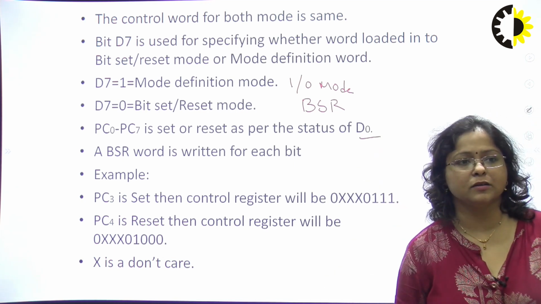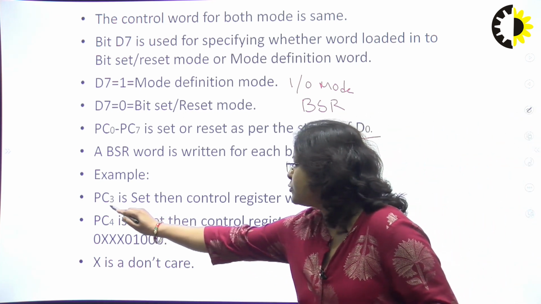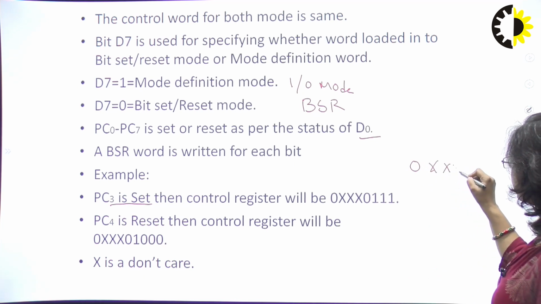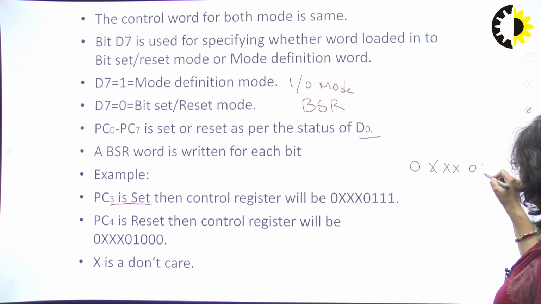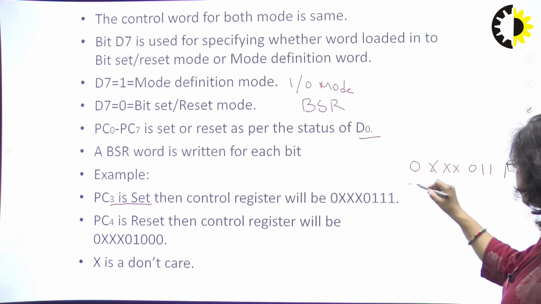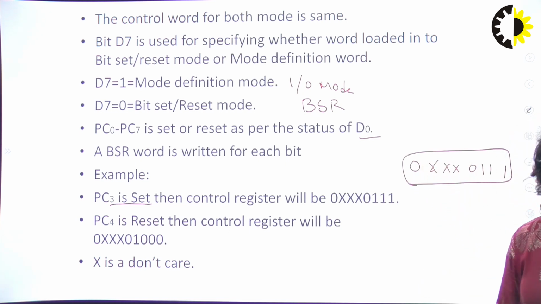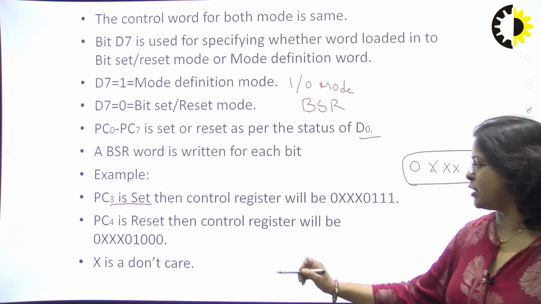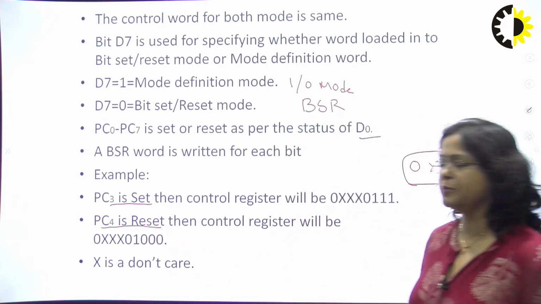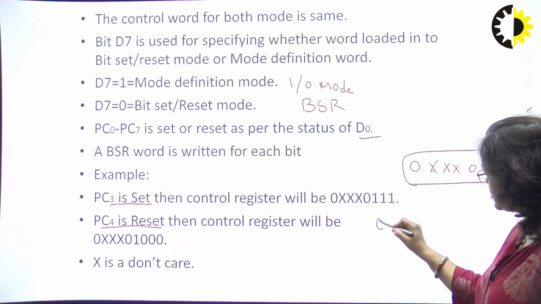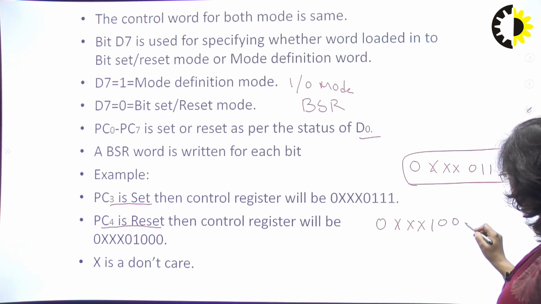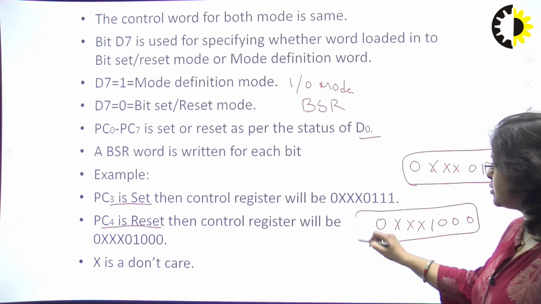A BSR word, for example, if we have to set PC3, then it is 0, 3 don't care. To select 3, 0, 1, 1, and to set, it is 1. So this is the control word for setting PC3. Similarly, if we have to reset PC4, we write D7 as 0, next 3 don't care. For 4 it is 100, and to reset it is 0. So this is the control word. Here x means don't care. So thank you.